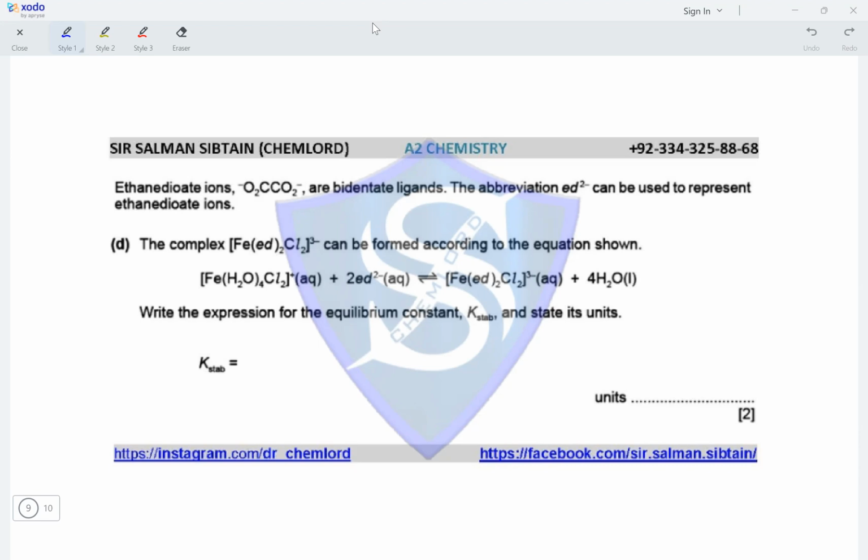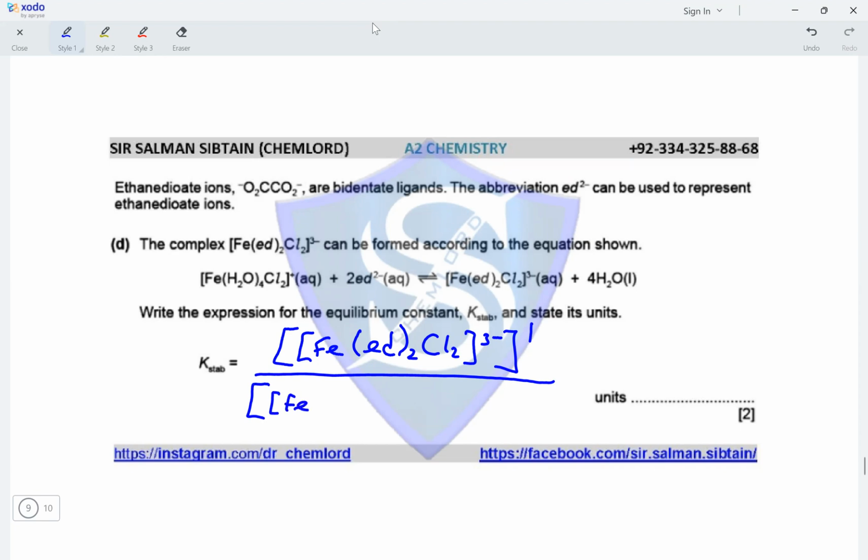So water will not be included in the expression of the stability constant. So the numerator will have the concentration of Fe(ED)2Cl2 3 negative raised to the power of 1, divided by the concentration of Fe(H2O)4Cl2 positive raised to the power of 1 multiplied by the concentration of ED2 minus raised to the power of 2.